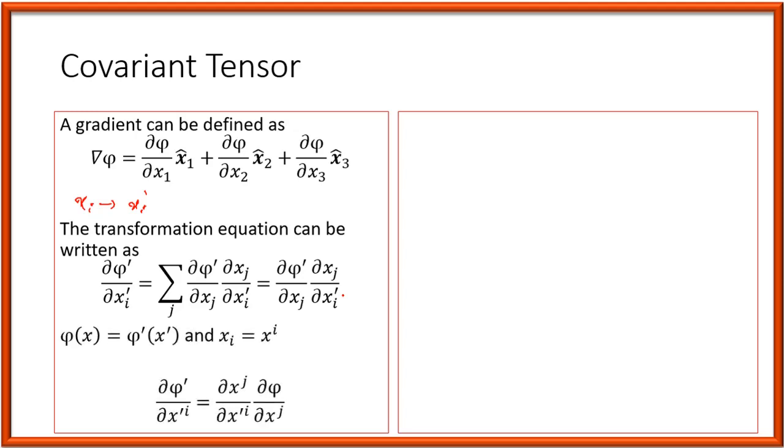Now we know that phi is a scalar field. Therefore, the scalar remains totally invariant under coordinate transformation. Therefore, this component of a scalar in the x space as well as in the x dash coordinate will be the same. Therefore, phi dash can be replaced with phi.